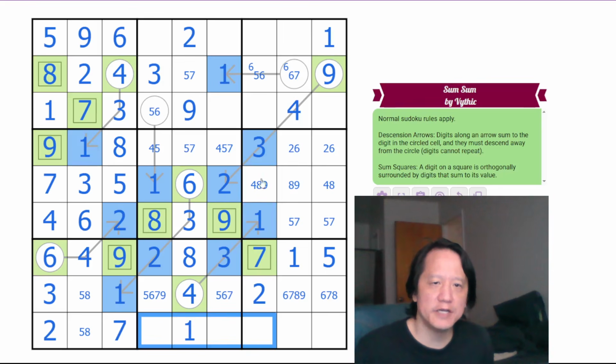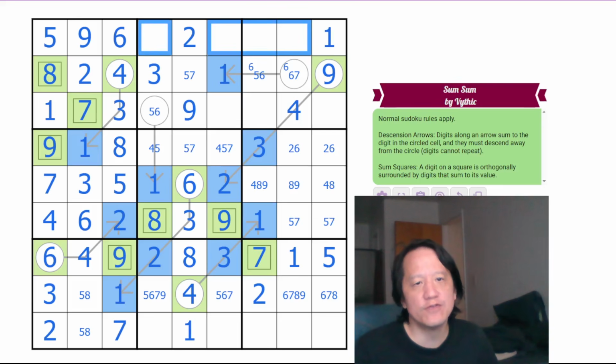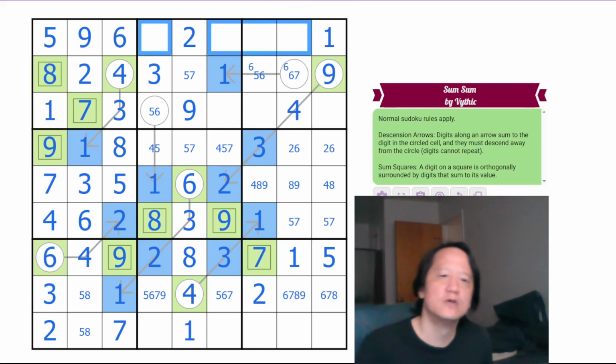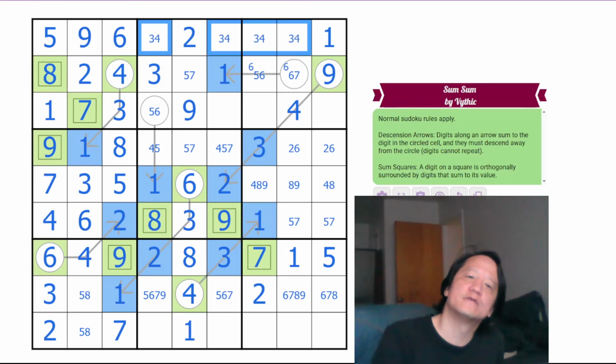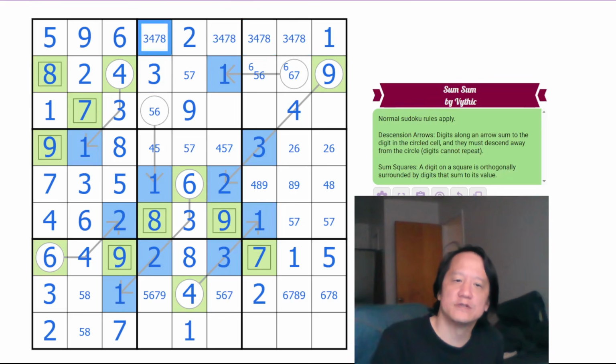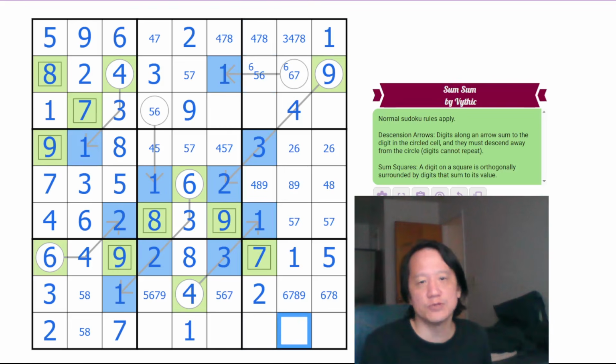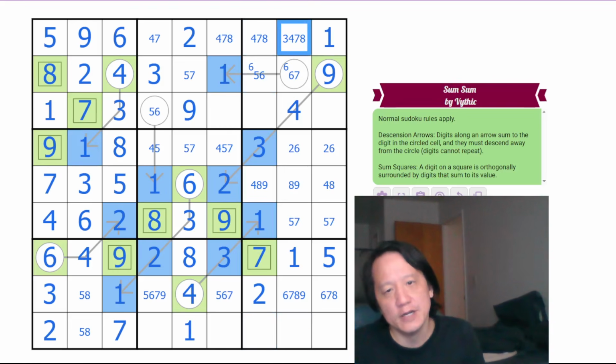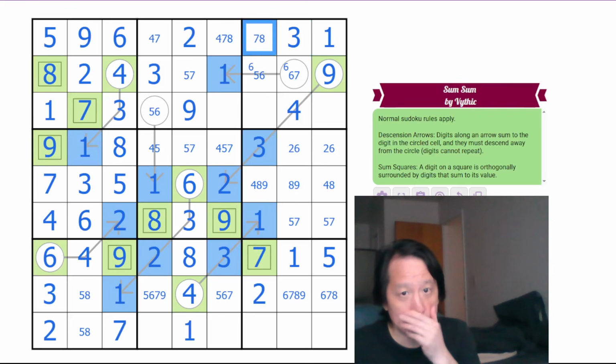Okay, remaining digits of row 1. We have 3, 4, 7, 8. Obviously, there's no 3 or 8 here because of 3 or 8 in the column. No 3 here because of 3 in the box. No 3 here because of 3 in the column. So where's the 3 in row 1? It must be here. 4 eliminates 4 here.